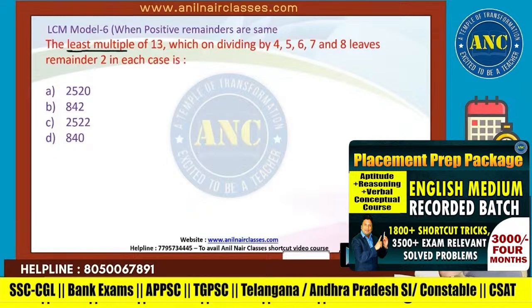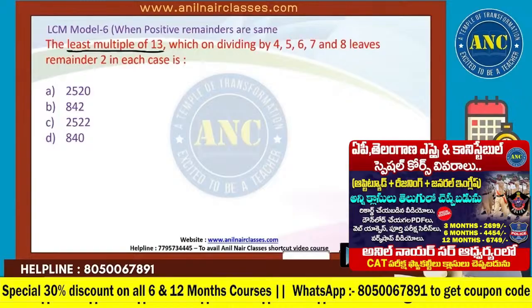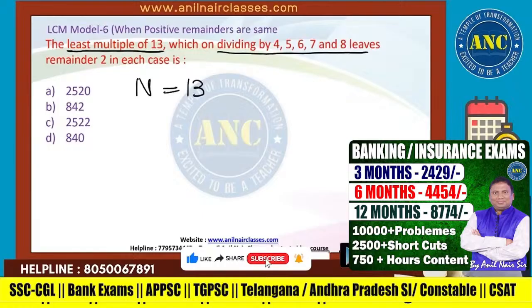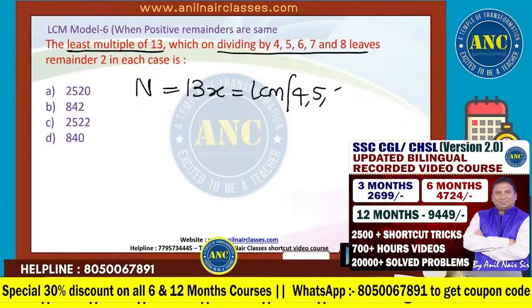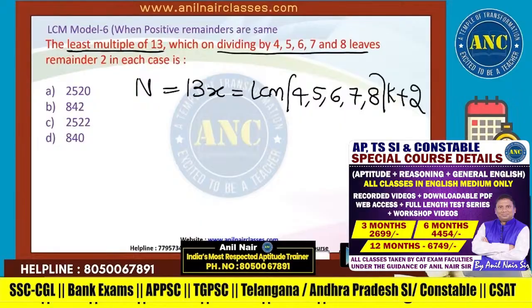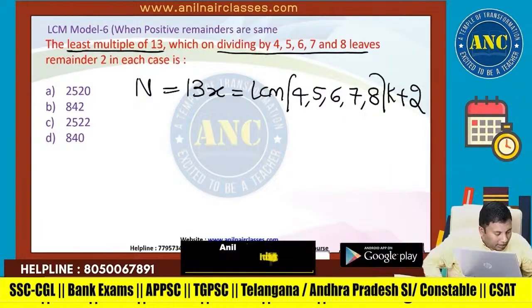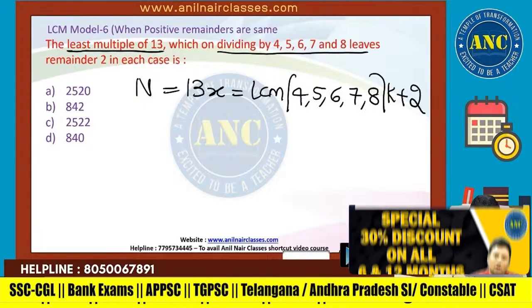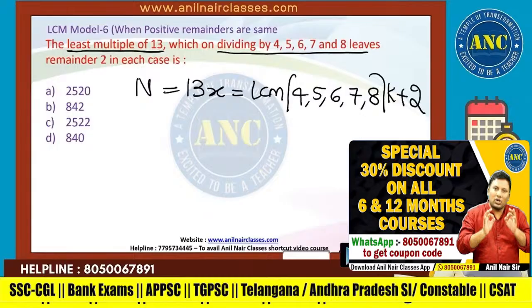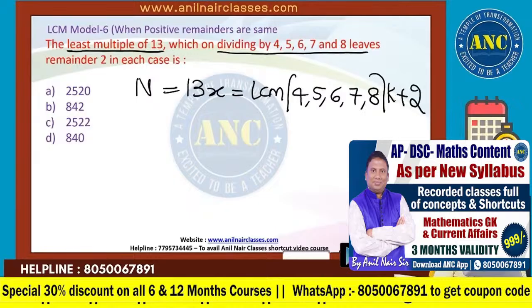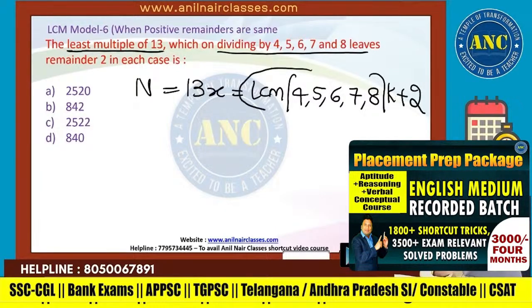Find the least multiple of 13 which, when divided by the LCM of 4, 5, 6, 7 and 8, gives a remainder 2. N is 13x. When it is divided by 4, 5, 6, 7 or 8, it gives a remainder 2. Now see here, this entire number is divisible by 5.